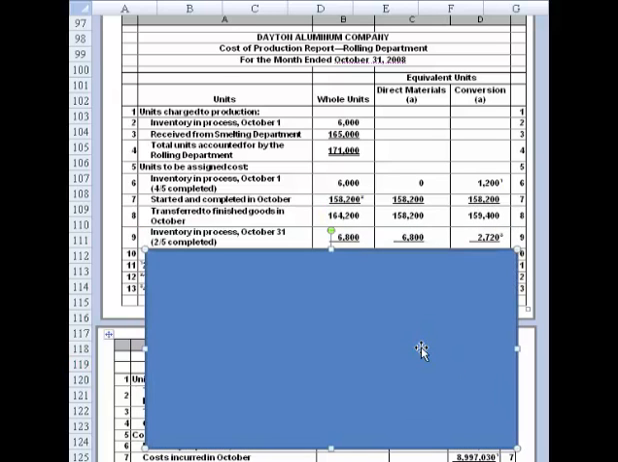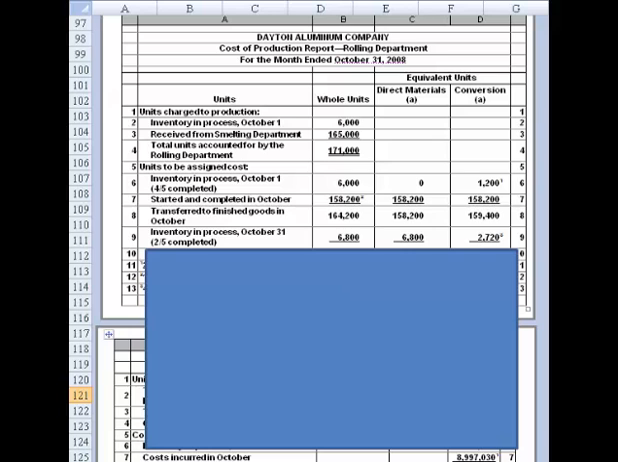Okay? Finally, we had the ending inventory in process, 6,800 units. All of that work was completed during the month of October, so we use 6,800 equivalent units as to materials, right? We assume either the material was applied at the beginning of the production, which is a very normal assumption, or it was applied evenly through production, right? But in this case, we're assuming it was there to be worked on for the entire month.